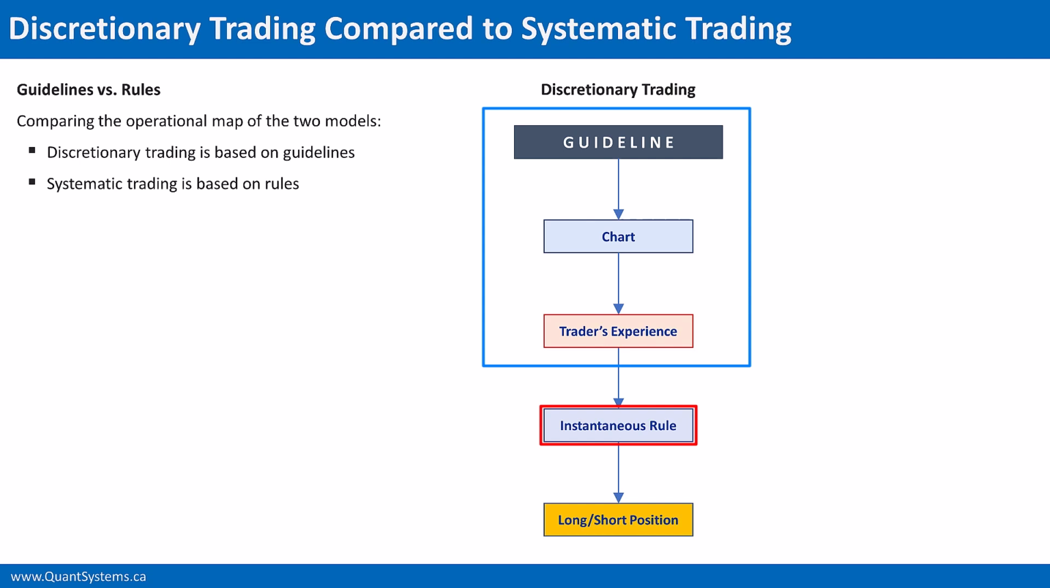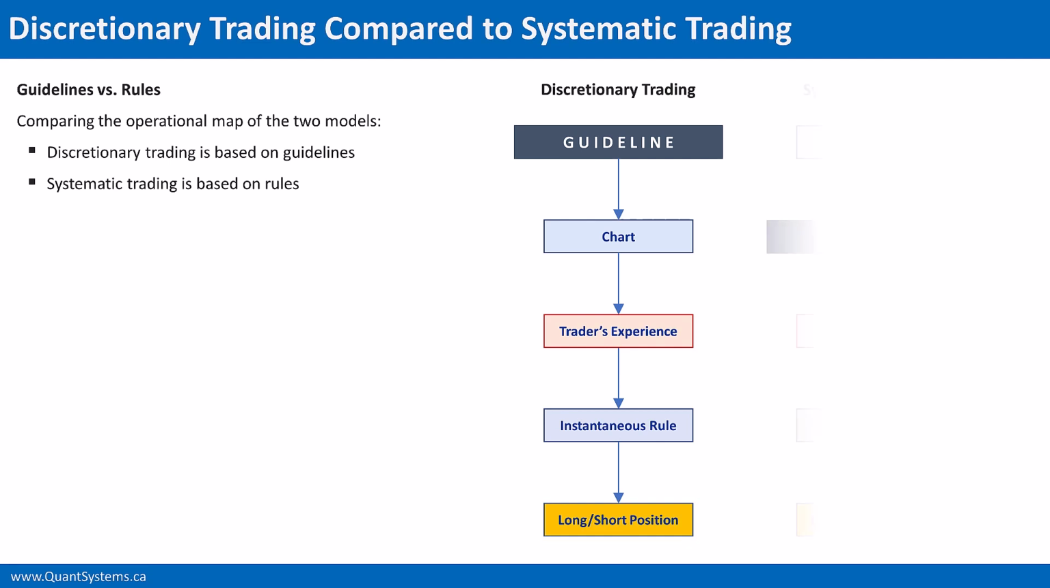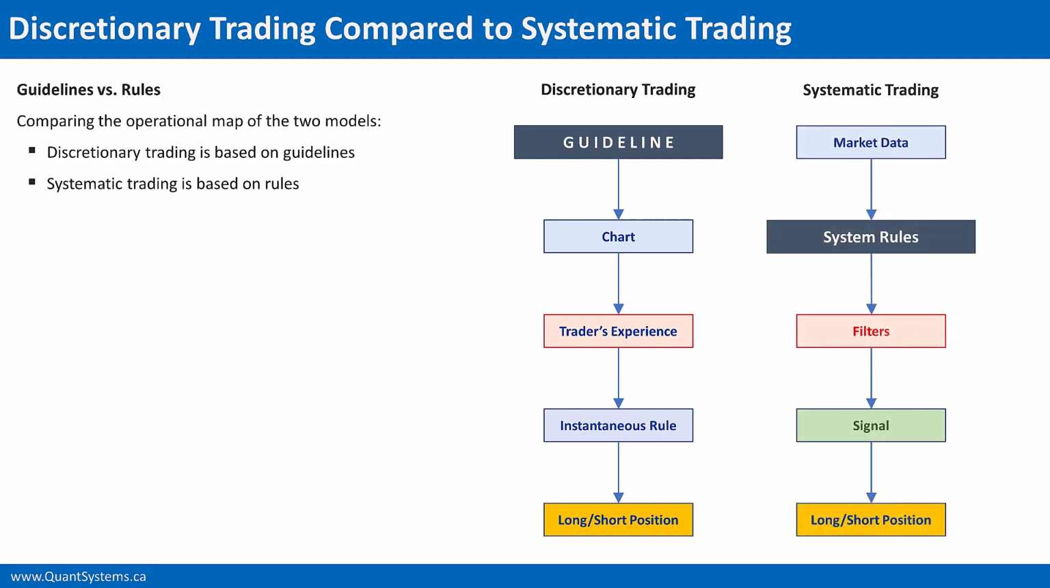So it's good for 1 second in the market. If the position gets filled, that's fine. You have a position. But if the market does something or the chart changes, the same rule does not apply 5 minutes later. Now, if you compare that with the systematic trading model, you will see that there are major differences. In the systematic trading model, market data is fed into system rules. So system rules are at a lower layer or level compared to where market data or the chart is.